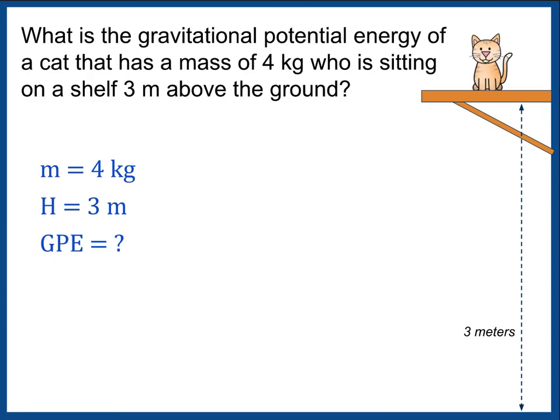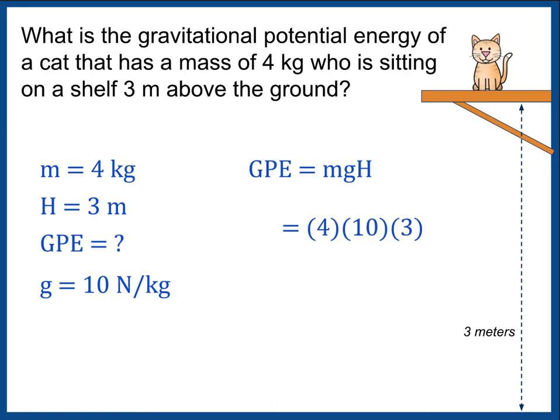But one number we need to remember that's not actually in this problem, but we're going to need it, is the fact that little g is equal to 10. So we're going to multiply the mass times g times h. So 4 times 10 times 3. And grab a calculator if you need to, but that comes out to be 120 joules.